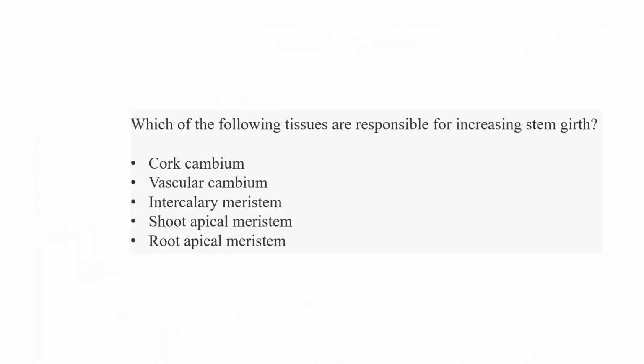Fine. Now the next question is, which of the following tissues are responsible for increasing the stem girth? Okay, I'll just label it as A, B, C, D, and E. A. Cork cambium. B. Vascular cambium. C. Intercalary meristem. D. Shoot apical meristem. And E. Root apical meristem. Okay. So girth means the thickness. So which tissue is responsible for increasing the thickness or the girth of the stem?